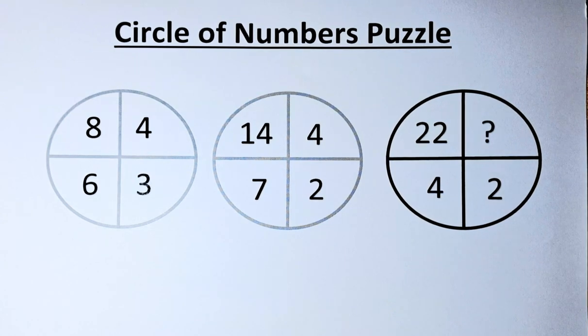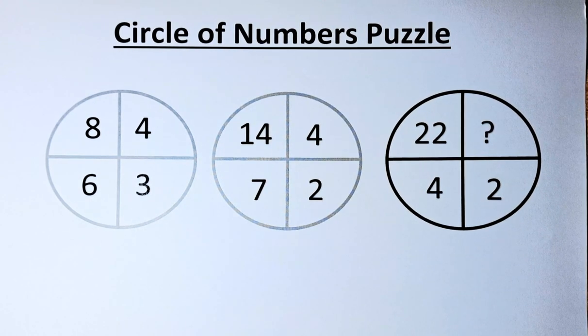There are three circles in front of us. In the first circle, the numbers are 8, 4, 6, 3. In the second circle, we have 14, 4, 7, 2. And in the final circle, we have 22, question mark, 4 and 2. As usual, we need to find what number represents the question mark.